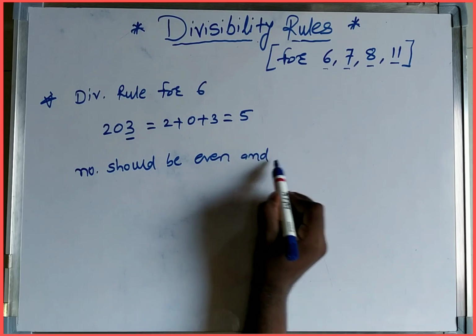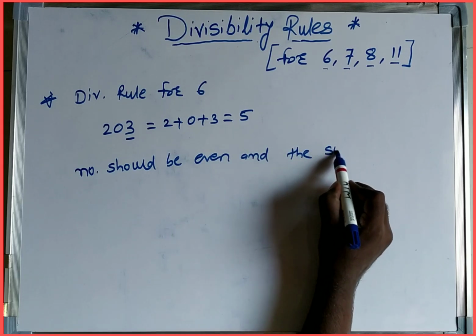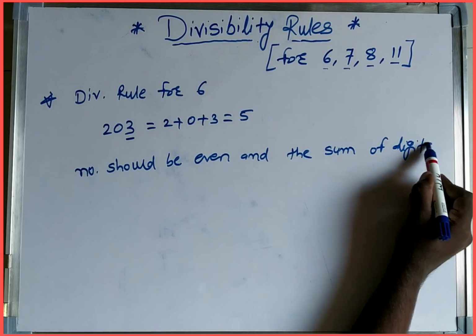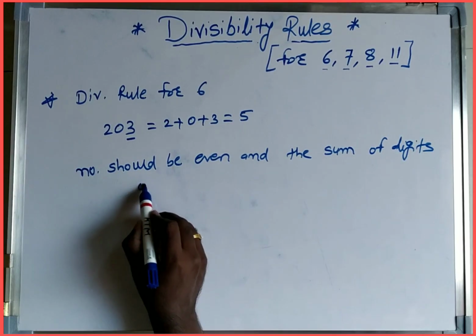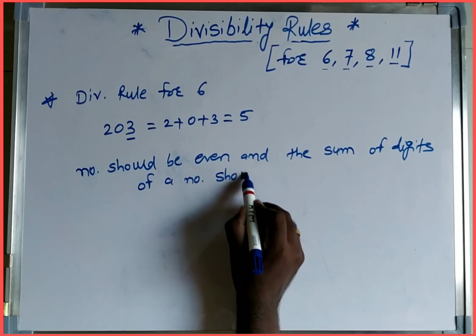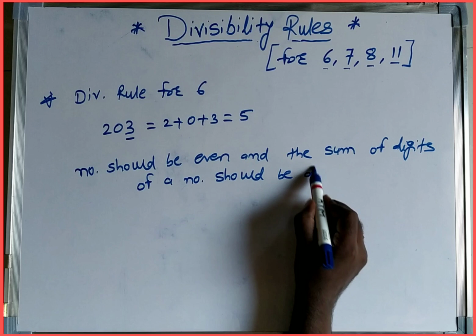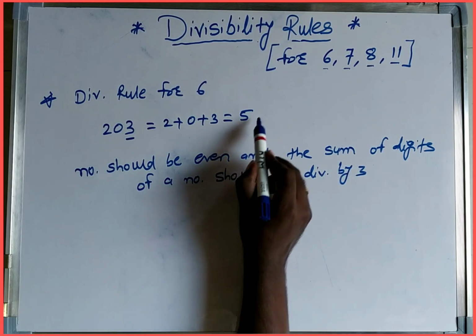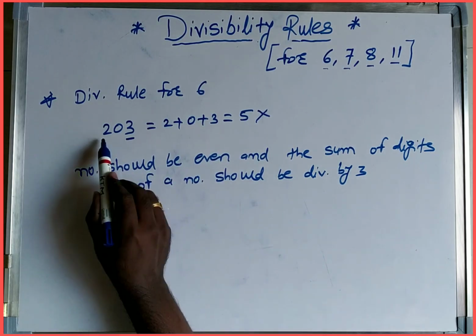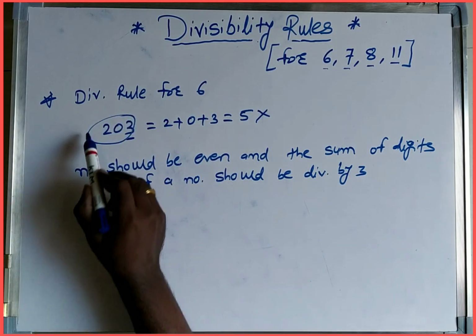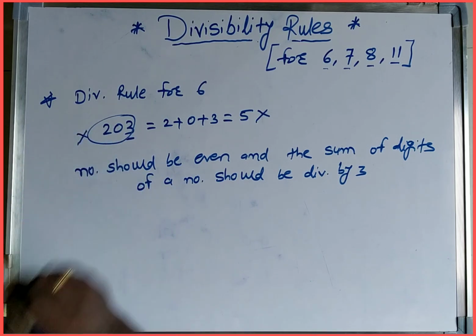and the sum of digits of the number should be divisible by 3. Now 5 is not divisible by 3 and this number is not even. So we cannot divide 203 by 6.